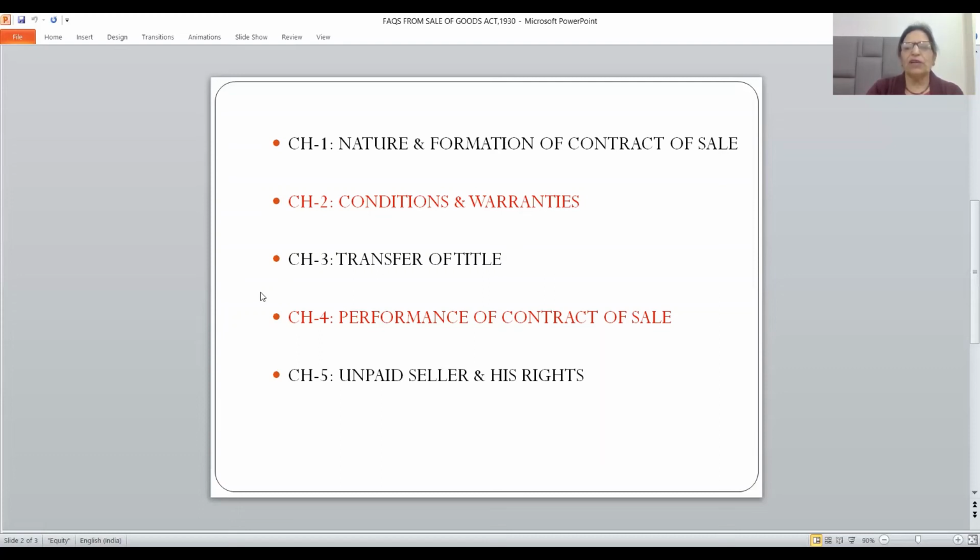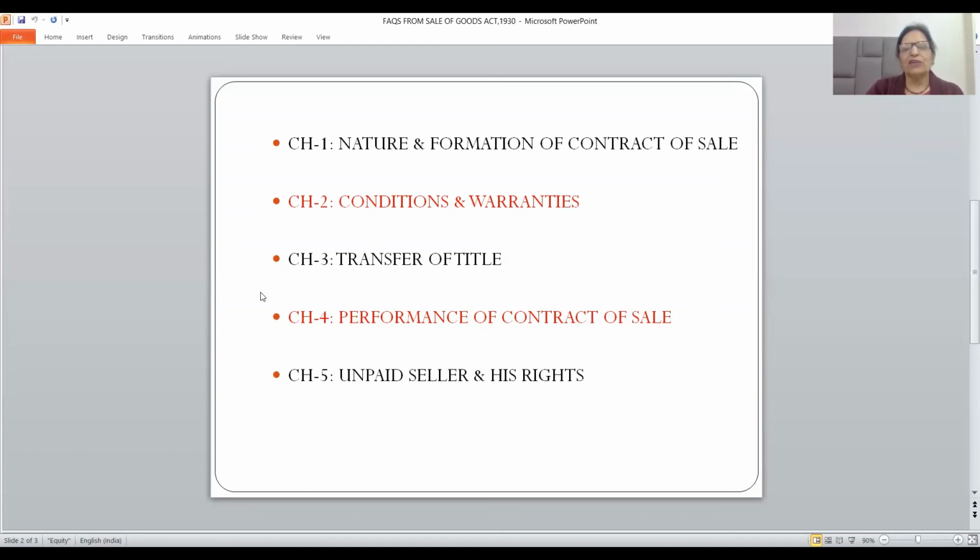Performance of contract of sale is the second last chapter under the Sale of Goods Act. In this chapter, the question is asked, explain the various rules pertaining to the delivery of goods. So 12 rules have been given under sections 31 to 40 of the Sale of Goods Act. When should the goods be delivered? At what time the goods should be delivered? The seller should deliver the goods first or buyer should pay the price first.